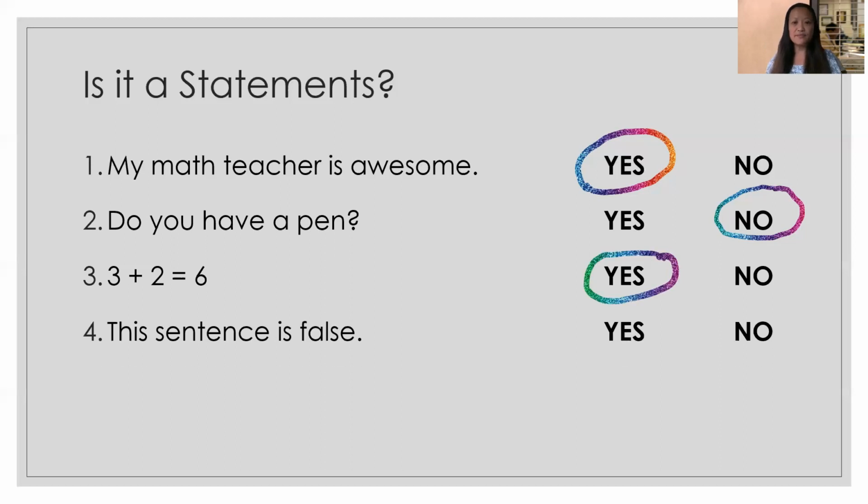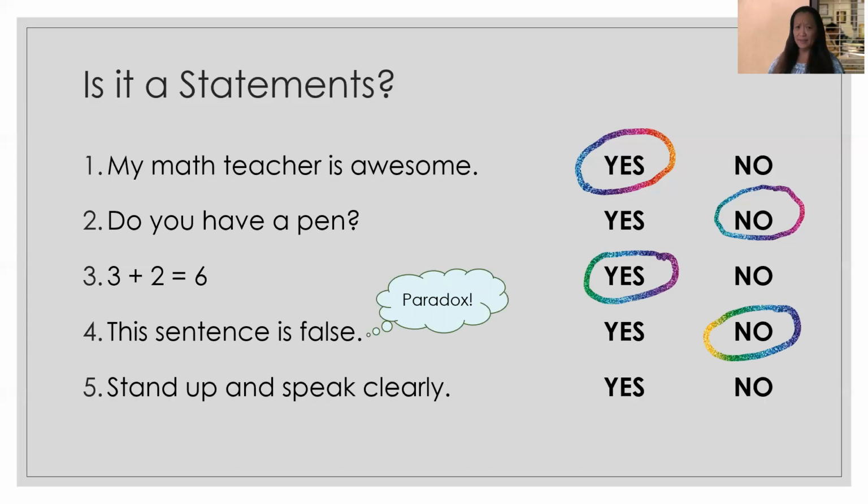This sentence is false. Is it a statement? No, why not? Because that's a paradox. Okay. Number 5, stand up and speak clearly. Is it a statement? No, why not? It's a command. It doesn't have a true or false value. Okay, so that's what it means to be a statement, a complete sentence that can either be true or false.